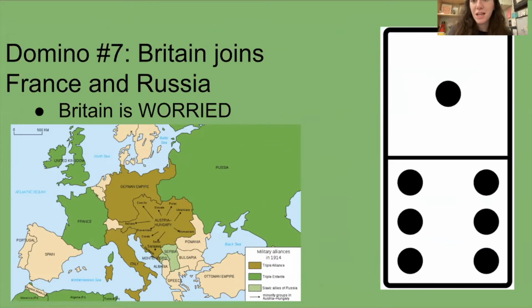Britain was a very reluctant ally of France. It was almost like France comes to them and is like, hey, you gonna help us out? And Britain's like, yeah, I think. And Britain's worried too. Everybody's worried.